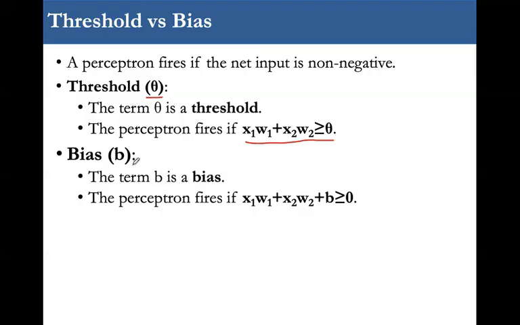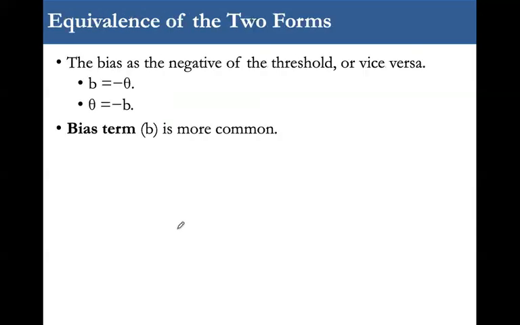Now we learn what is bias. Bias is represented in terms of b. The perceptron fires if x1 w1 plus x2 w2 plus b is greater than or equal to 0. Now we will look into the equivalence of the two forms. The bias is the negative of the threshold or vice versa. It means that b is equal to minus theta or theta is equal to minus b.